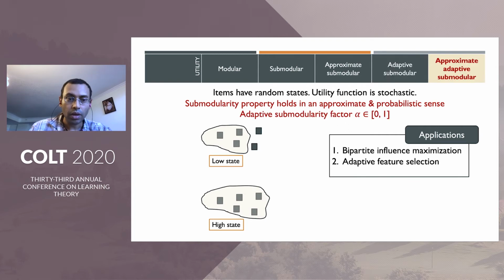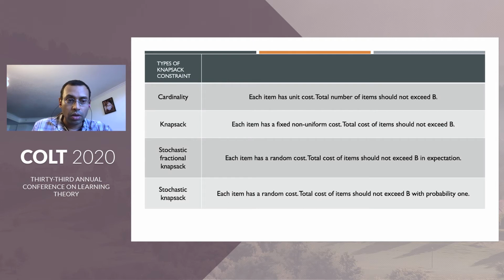Finally, we have this notion of approximate adaptive submodularity. Once again, items have random states and the utility function is stochastic, and the submodularity property now holds in both an approximate and a probabilistic sense. Once again, we have this factor alpha that quantifies the extent to which this function resembles a submodular function. All right, so those were the different types of utility functions.